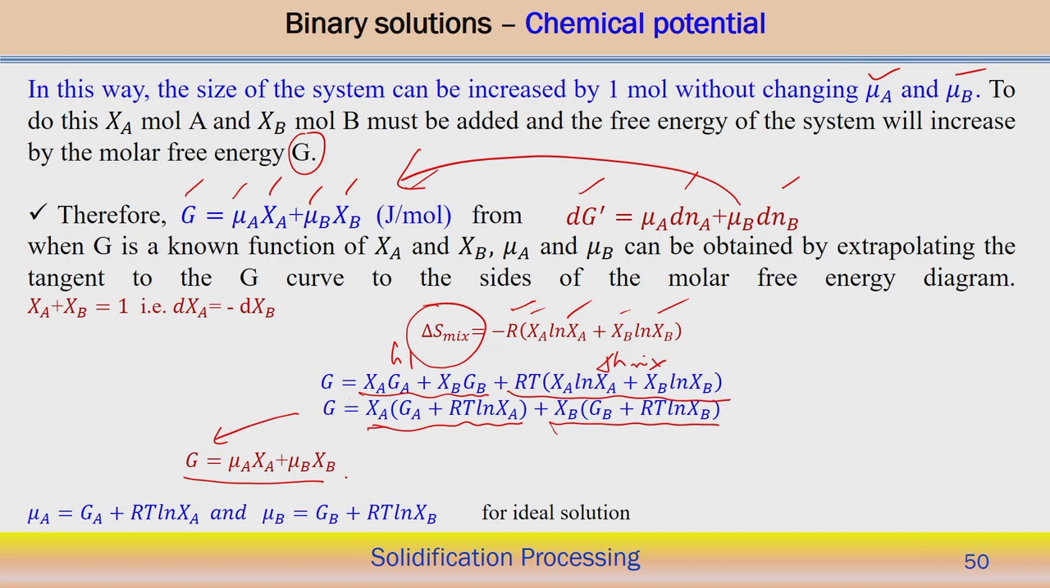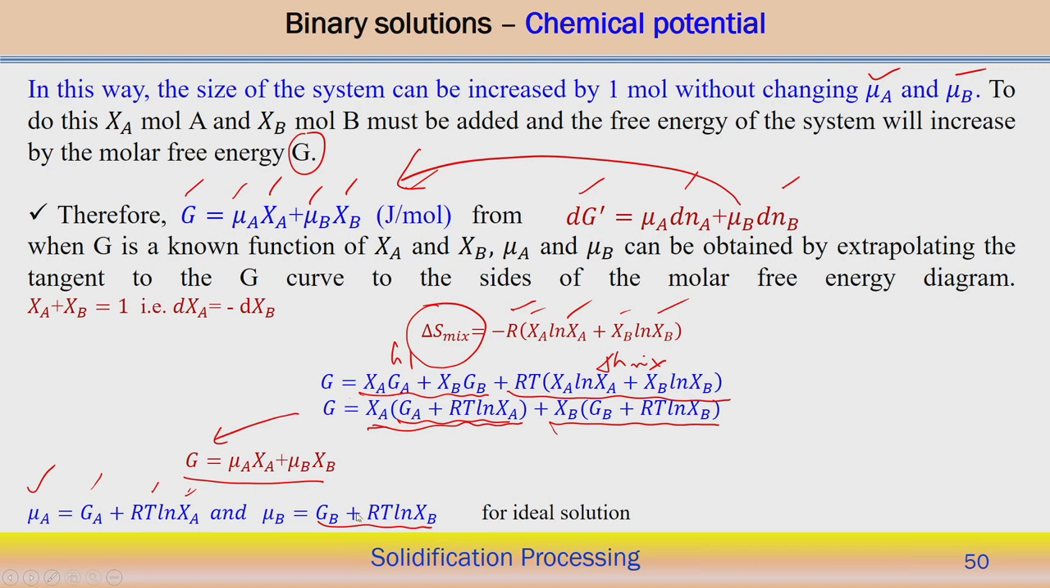and therefore we compare it for the ideal solution. We can say that mu_A equal to G_A plus RT ln X_A and mu_B equal to G_B plus RT ln X_B. So this is true for the ideal solution, and this is the expression for the chemical potential for the atoms A in the solution, and for the atoms B, this G_B plus RT ln X_B is the chemical potential for the atom B in the solution. So this way, we can find out the chemical potential in terms of the Gibbs free energy of the atom A, which depends on the temperature and the mole fraction in the solution.